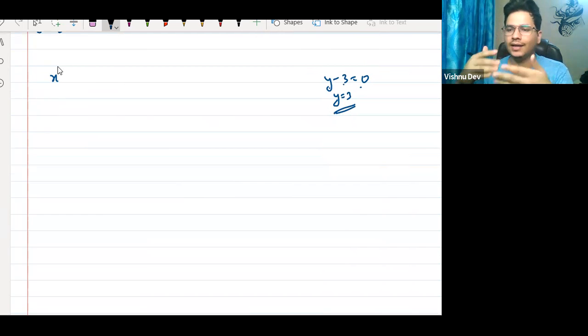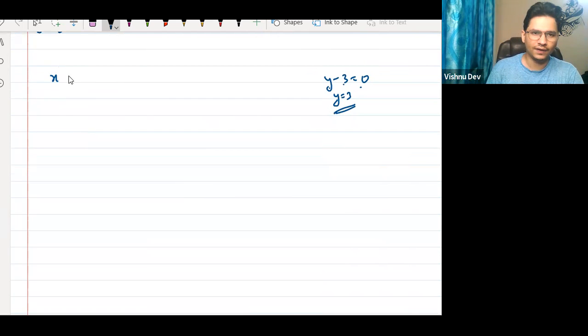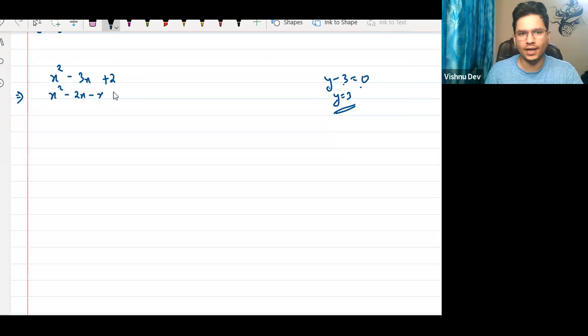Any quadratic polynomial is basically, right? Any quadratic polynomial, if I'm saying this, x square minus 3x plus 2, think about it. I hope all of you know how to factorize this. If you factorize this, what will we get? x square minus 2x minus x plus 2.